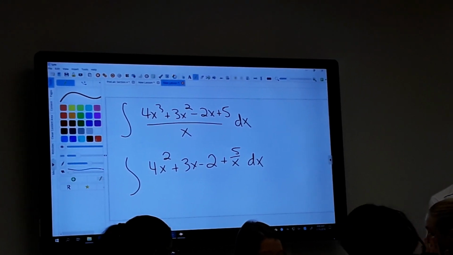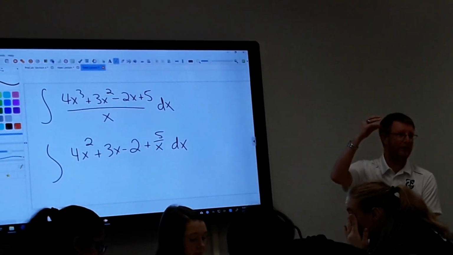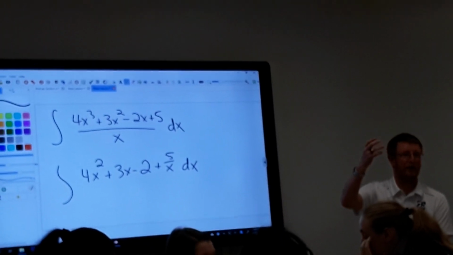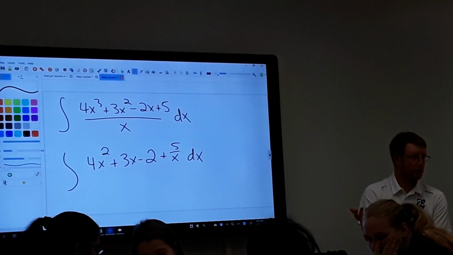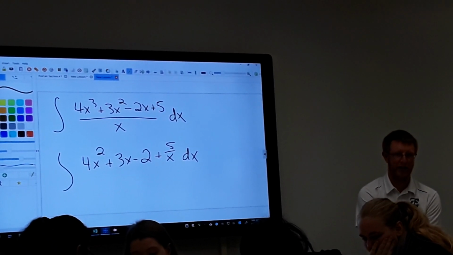So other than that, okay, power rule. Make sure you know your power rules. Make sure you bring everything up to the numerator before you start integrating. When it comes to integration by parts, make sure you know your e's, right? Make sure you know your ln's. Make sure you know your trigs, right? Especially sine, cosine, and tangent.